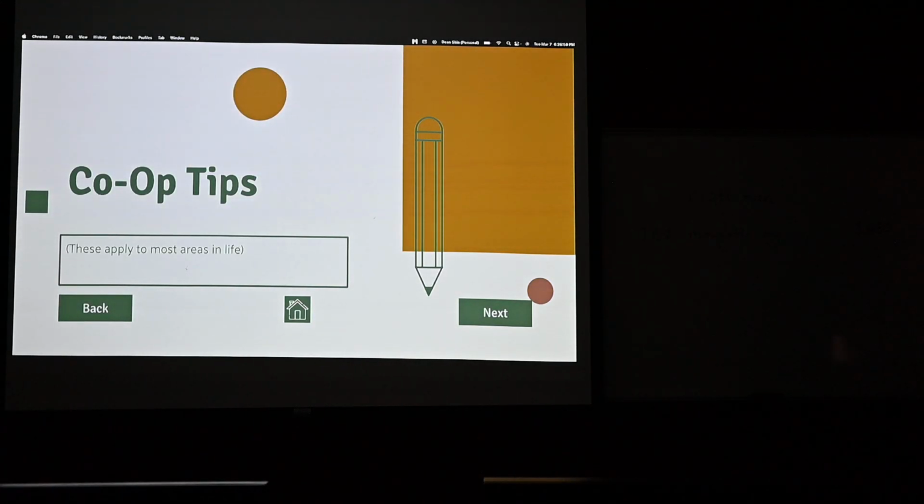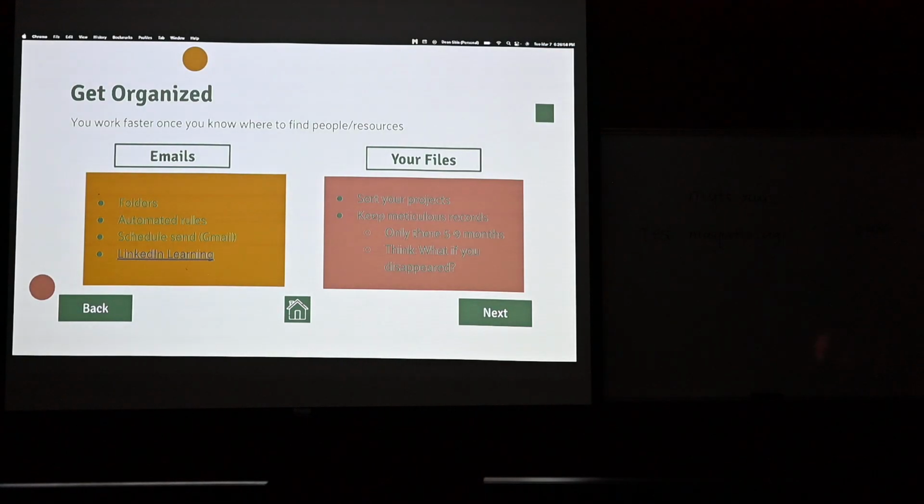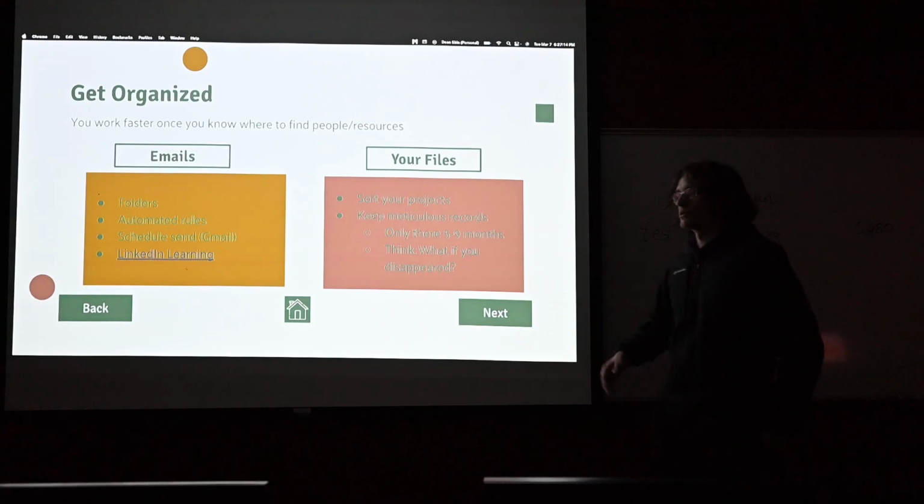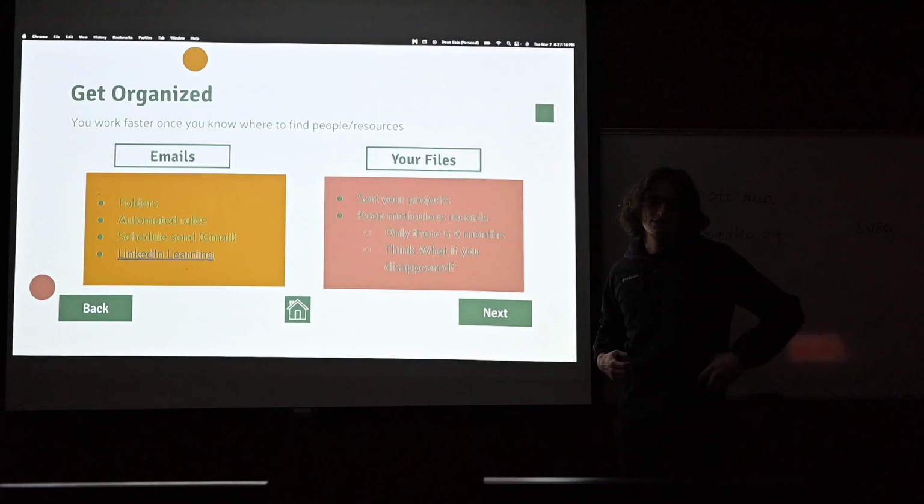So next I was going to do co-op tips, just some things that would apply to most areas in life, but I picked up applied specifically to co-op. First, get organized. You're going to work a lot faster once you know where to find people and your resources. A good place to start is your email inbox, because you already have one. And folders, automated rules, these are all great things that you can set up to really just sort the feed of stuff that's going to be coming in.